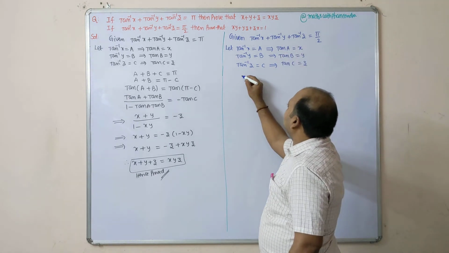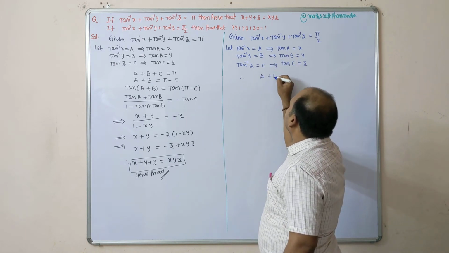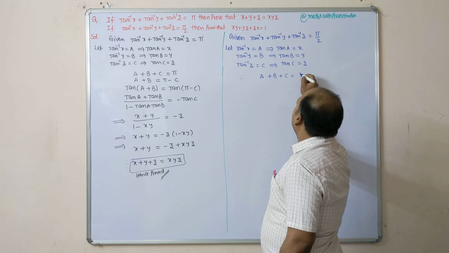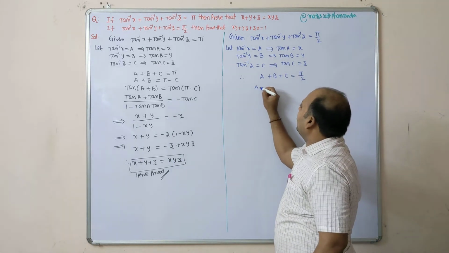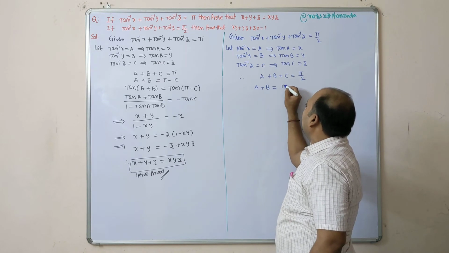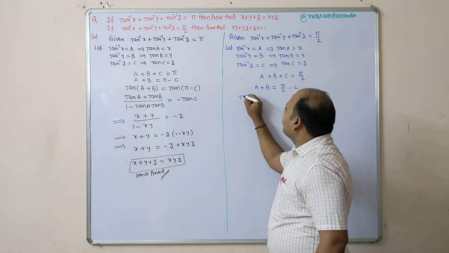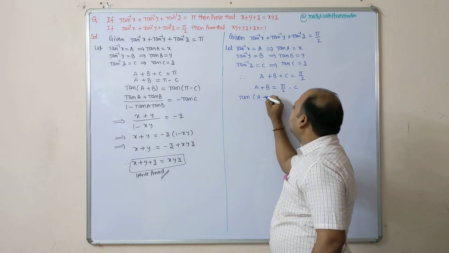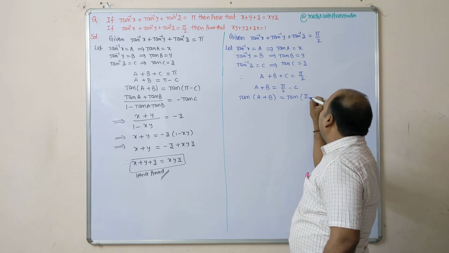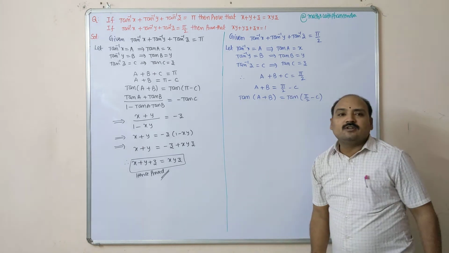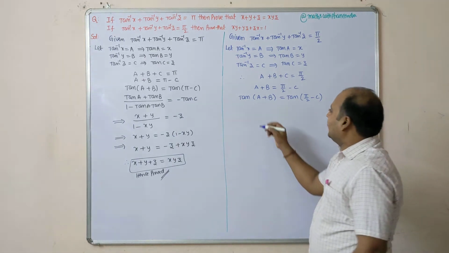Therefore, a plus b plus c is equal to pi by 2. Taking c to this side, a plus b is equal to pi by 2 minus c. Taking tan on both sides, tan of a plus b is equal to tan of pi by 2 minus c. Pi by 2 means 90 degrees, dear students. Tan of 90 minus theta is cot theta. So tan of pi by 2 minus c is cot c.